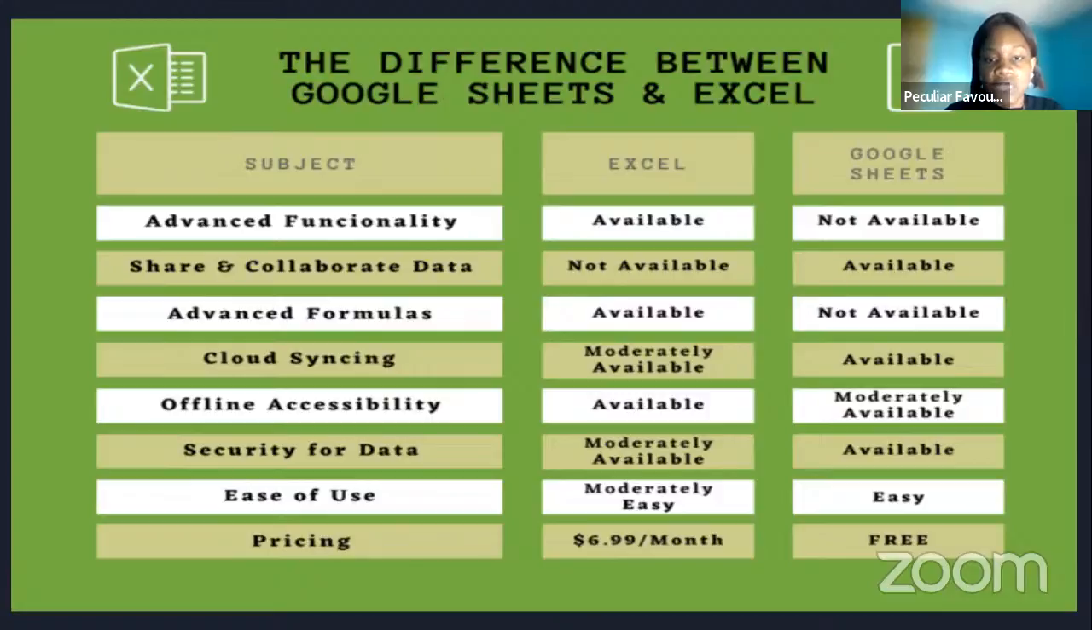Security for data: it's moderately available for Excel, but for Google Sheets, it's very available. Only people that have access or permission can actually view that file, those data on the sheet. Unlike Excel, anybody can just open the file.